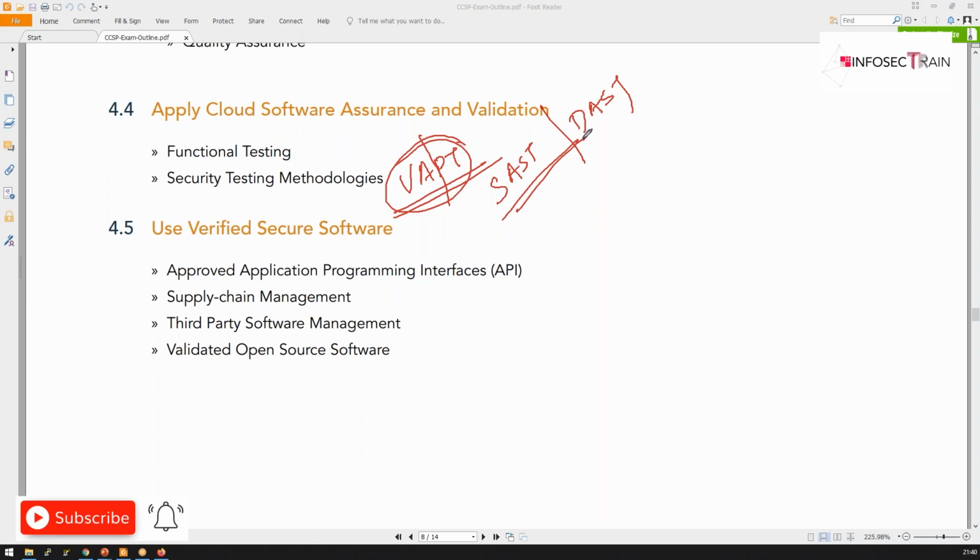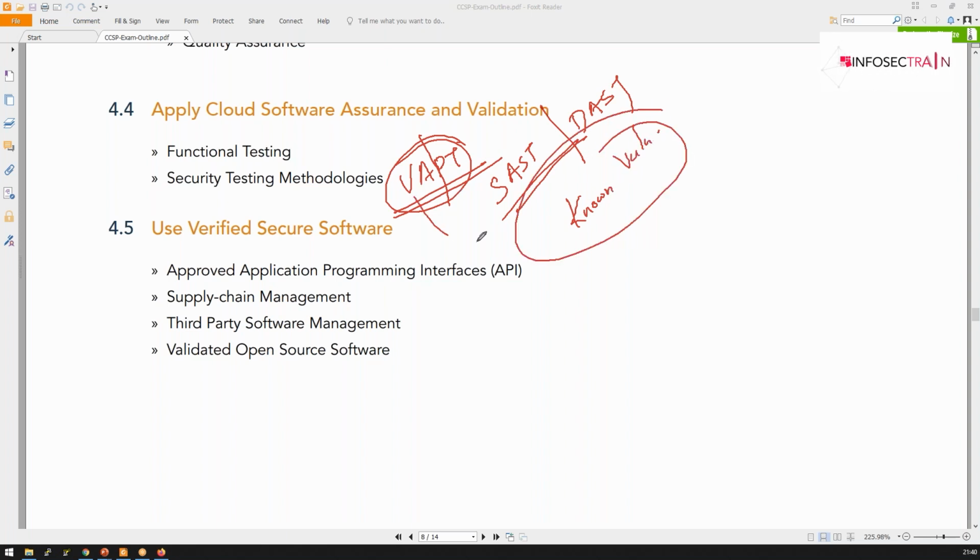So don't forget team, VA means basically scanning the application or scanning the infrastructure to identify the known vulnerabilities. That is what you call vulnerability assessment. To identify the vulnerabilities, we are using some mechanisms and benchmarks, which is called vulnerability assessment.